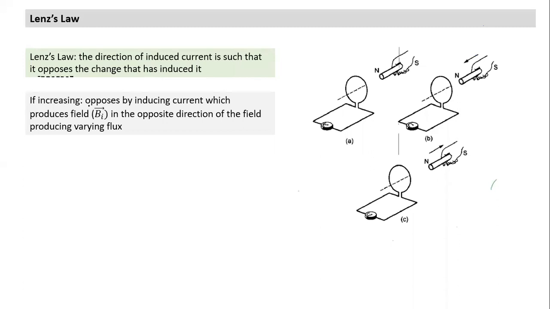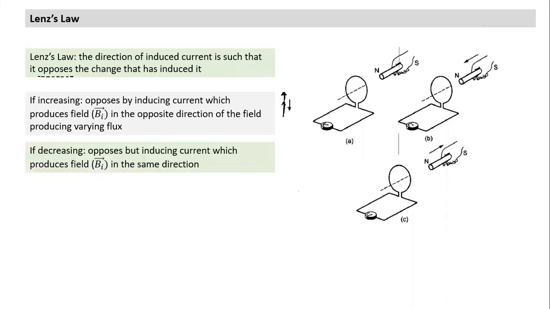So how do we oppose the increase? By inducing a current, which produces an induced field in the opposite direction of the field which is producing the varying flux. If something is increasing, how do we oppose that increase? There's some field here. If it is increasing, you can oppose it by inducing something in the opposite direction. If you take the net, it tends to decrease it.